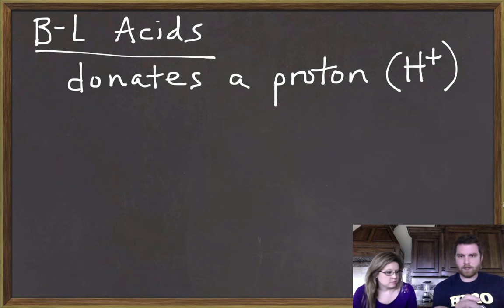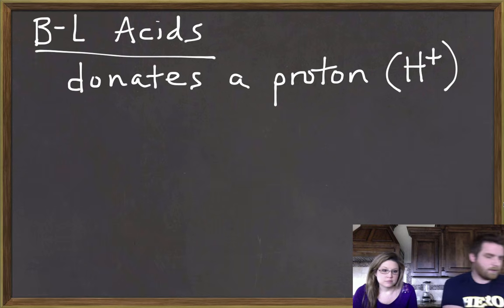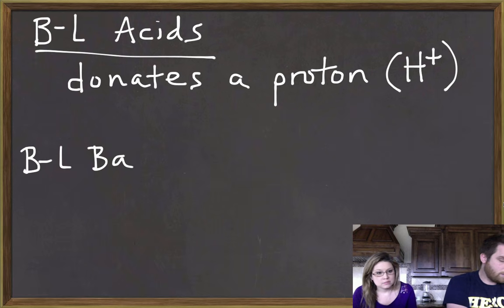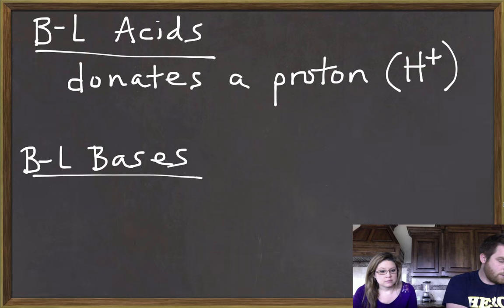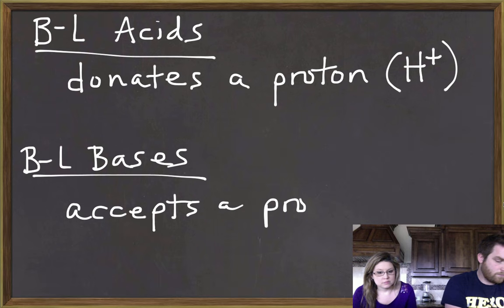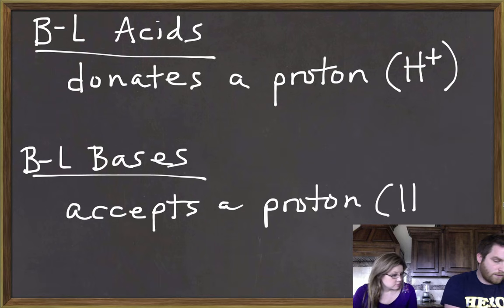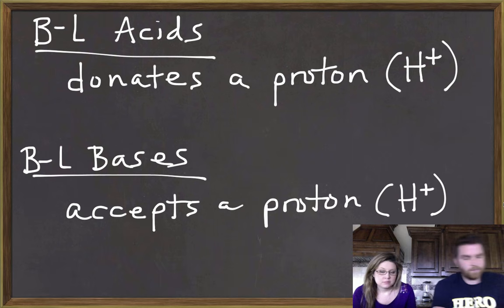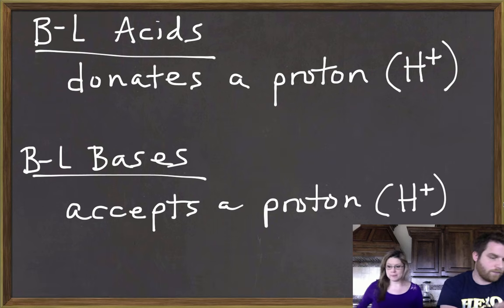Anything that will actually donate that proton will be an acid, and conversely, a Bronsted-Lowry base is anything that accepts a proton. And again, a proton is H plus. So proton donor, proton acceptor, acid, base. This is a lot easier to see when we actually look at a reaction. Okay, so let's do that. Let's look at one here.